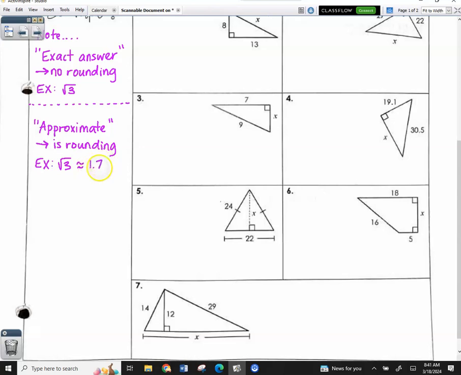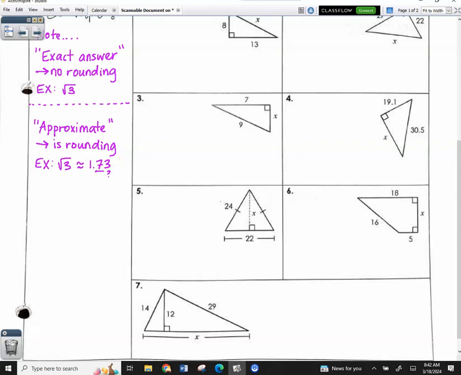1.73. So if I'm going to the nearest 10th, then that means I'm looking at this digit right here. This is the one I'm going to decide if it rounds or not. And this is the one I ask myself, is it high enough?